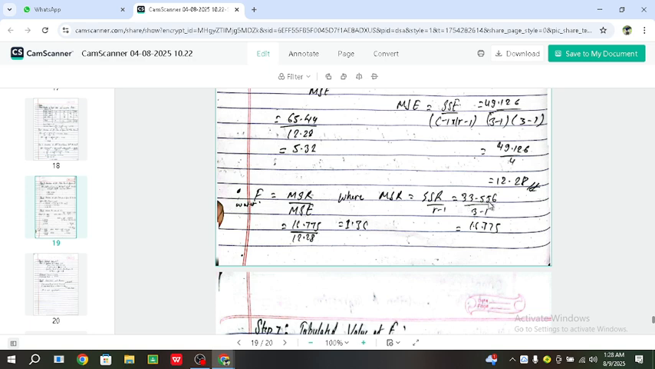MSR is equal to SSR divided by r minus 1. SSR is 33.556, divided by 3 minus 1, we get this value. MSE, that is error, we don't need to worry about it; we already found it using this formula, MSE by c minus 1, column minus error. The value we calculated above is 12.28; this divided by this, we get 1.36.